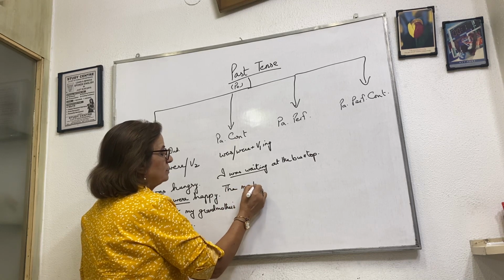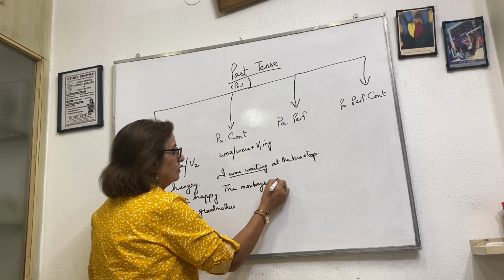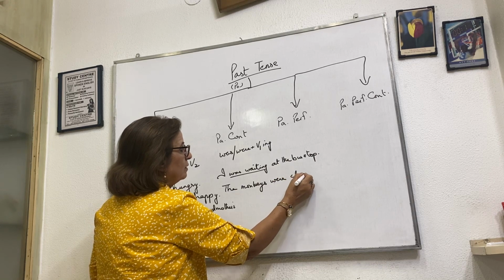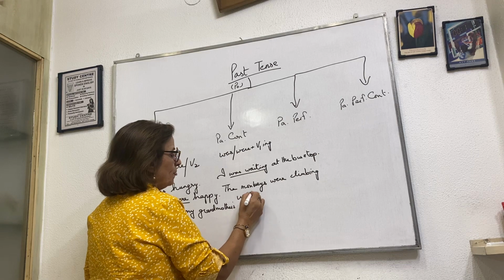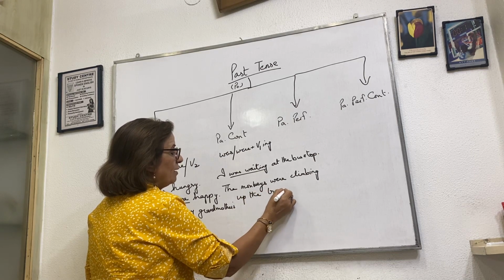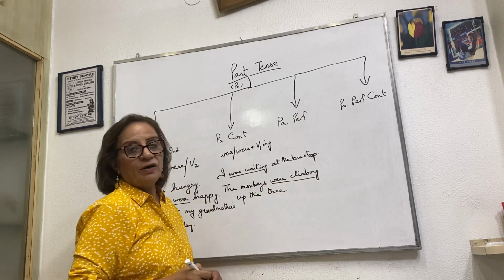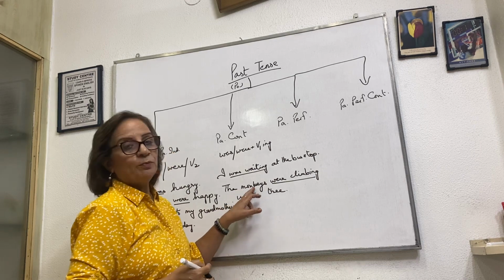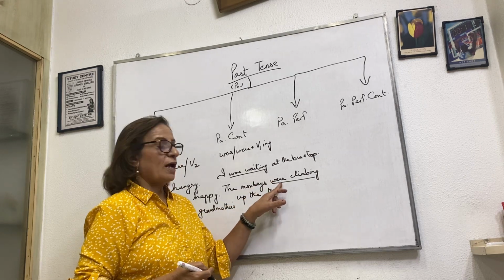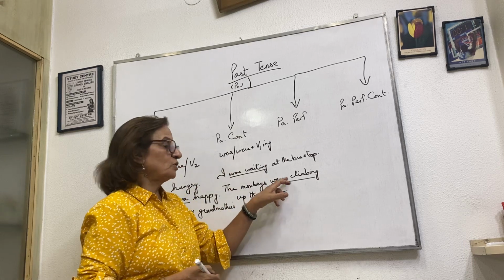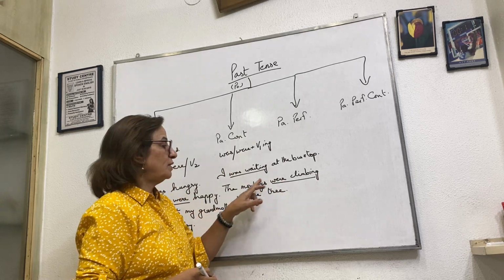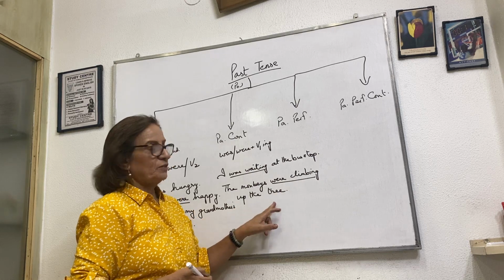Now come to were. The monkeys were climbing up the tree. The monkeys were climbing up the tree. Were, climbing, because we're talking plural, monkeys. So action going on. They're climbing up the tree. They're going on climbing up the tree. So action going on. Okay. The monkeys were climbing up the tree.